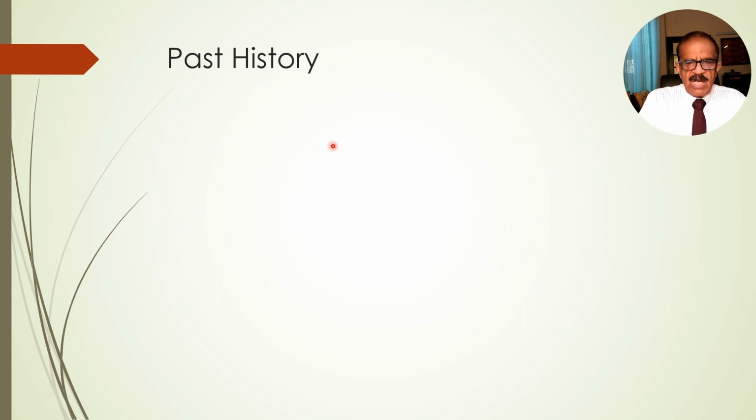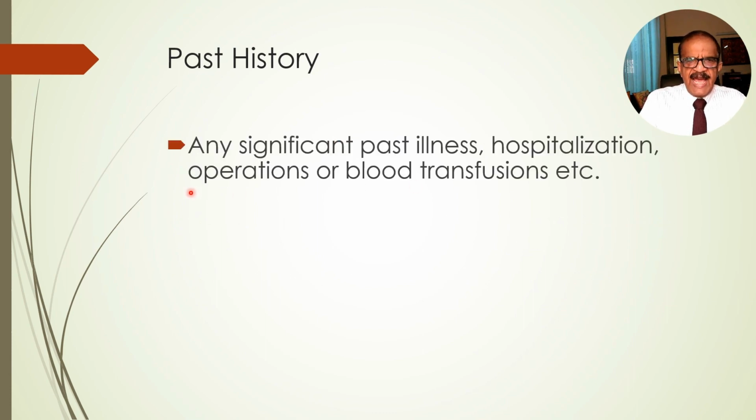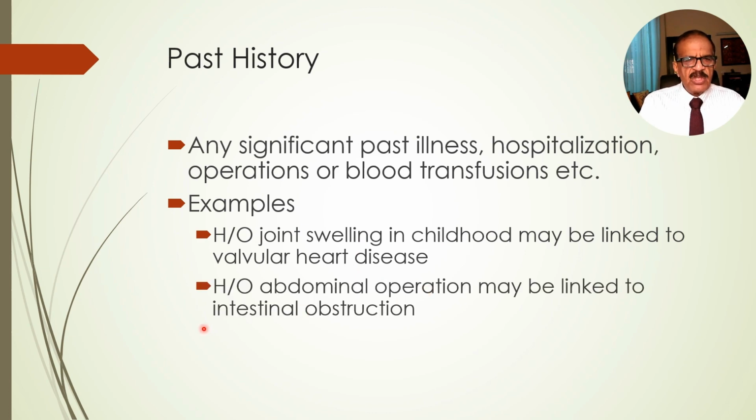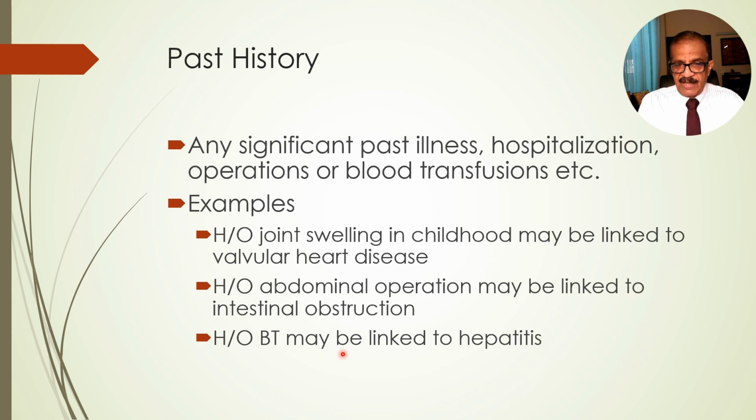So then we come to the past history. In past history, ask about any significant past illness, hospitalization, operations, accidents or blood transfusions, etc. Examples: a history of joint swelling in childhood may be linked to valvular heart disease. If a patient has come with palpitation and dyspnea, a past history of joint swelling in childhood would point toward rheumatic heart disease. Similarly, a history of abdominal operation may be linked to intestinal obstruction. A history of blood transfusion may be linked to hepatitis.